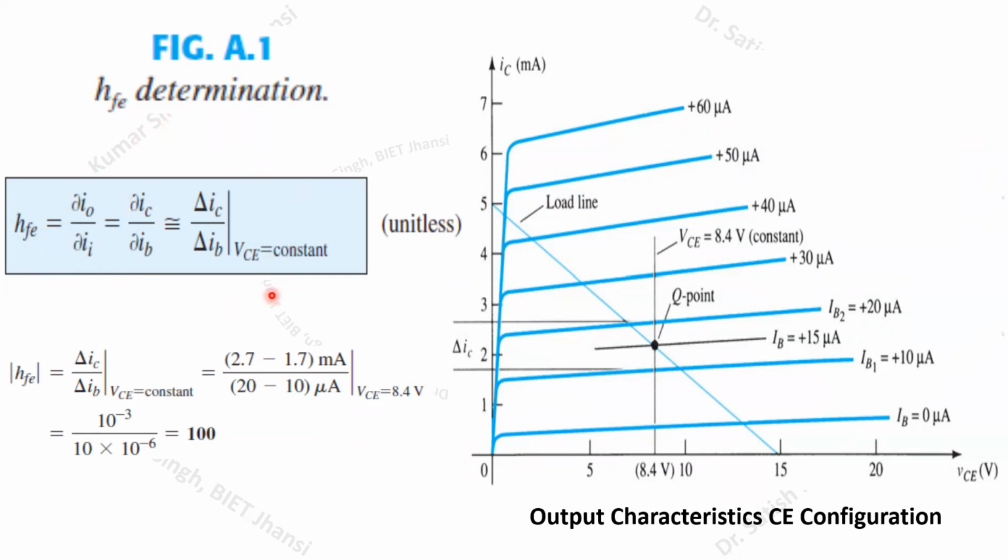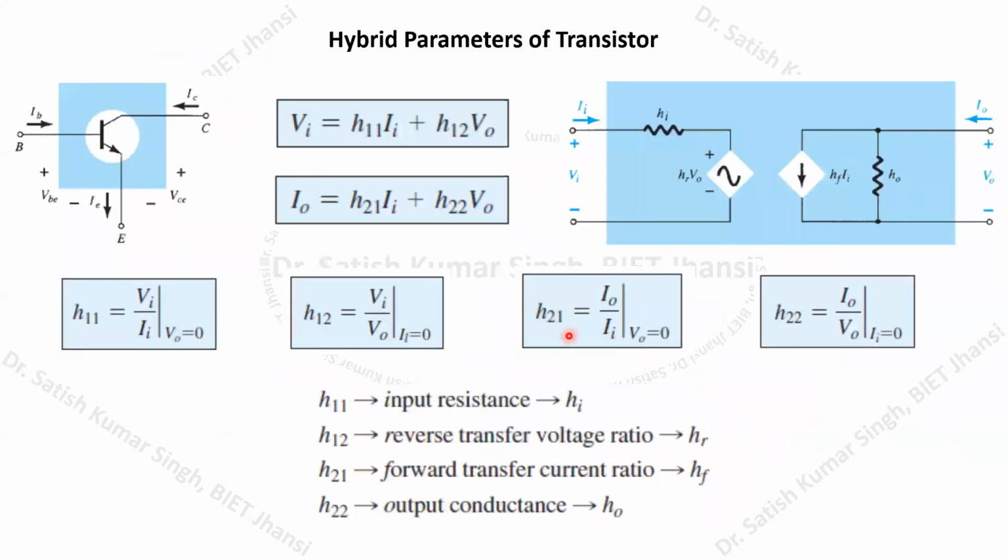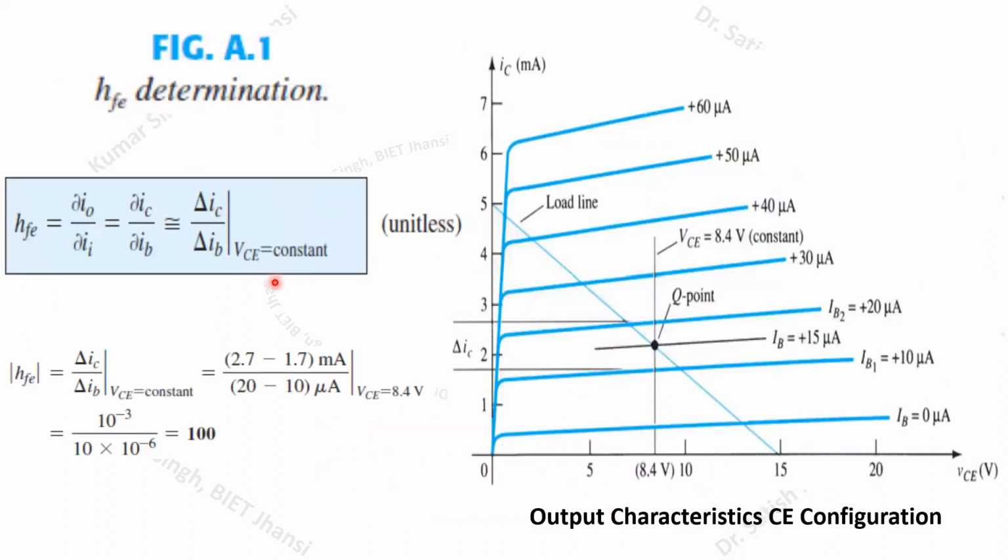Here you can see that while calculating this H21, we wrote V output should be equal to 0. But normally when we talk about the hybrid parameters in transistors, we take this V output to correspond to VCE in the common emitter configuration, and normally it will be a constant value. It is not 0. So here we have taken VCE equal to constant.